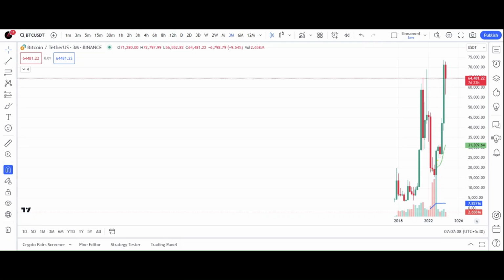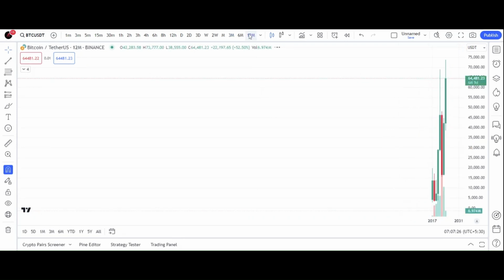Alright, let's delve deep into the trends of Bitcoin and analyze its future potential. So, let's take a look. Currently, Bitcoin's price is around 64,440 USDT. To understand its trend properly, we should start with the highest time frame. So, let's take a look at the 12-month chart.